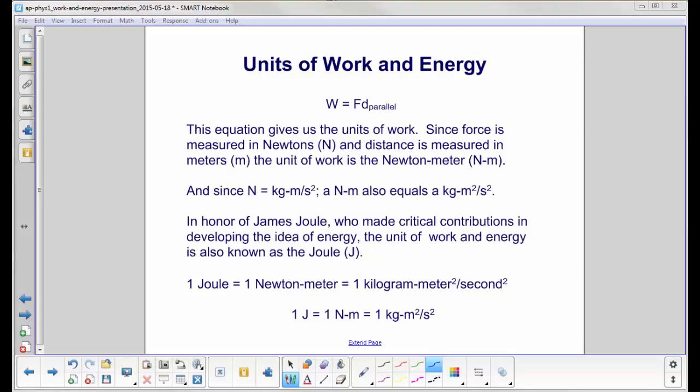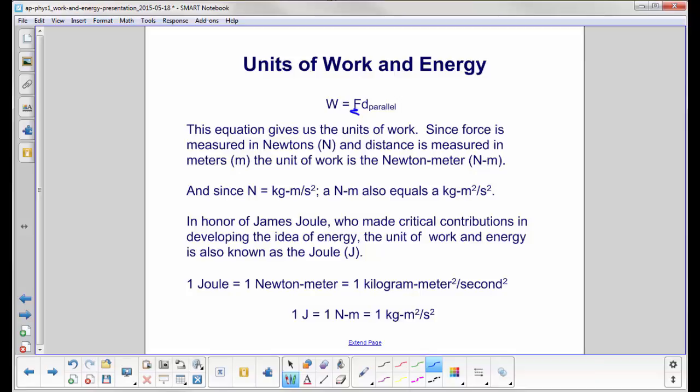We have units for work and energy. Since work changes energy, they have the exact same units. Now work, over here, is measured in newtons, distance is measured in meters. So we can say the unit of work and energy is the Newton meter. It can also equal, by putting in the definition for Newton, a kilogram meter squared per second squared. Now that's rather awkward to say every time you want to speak about energy.